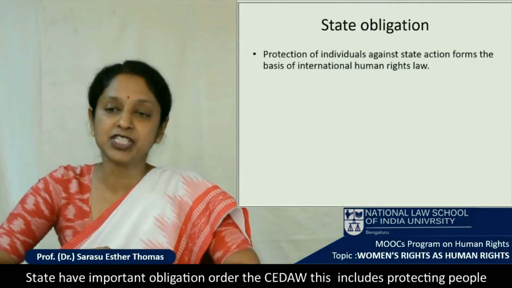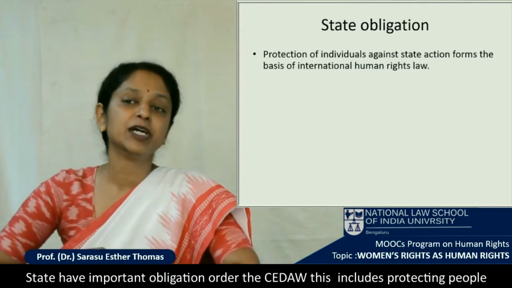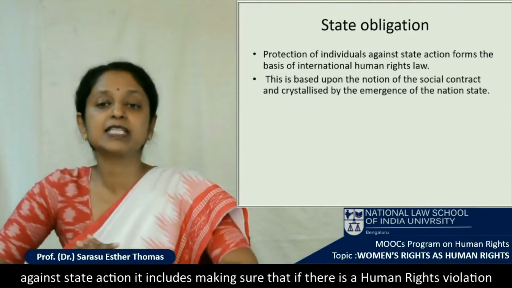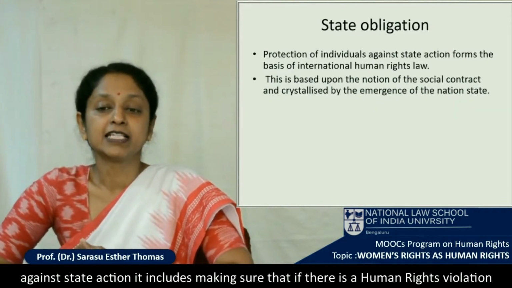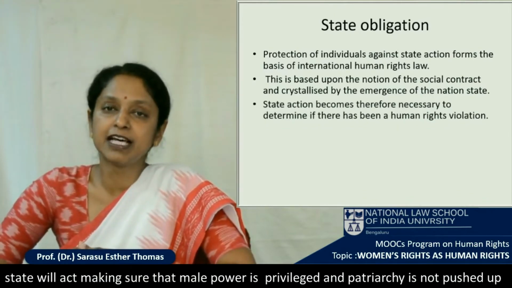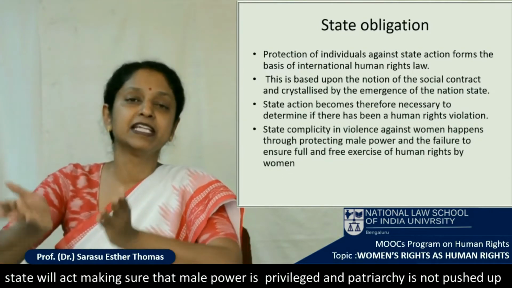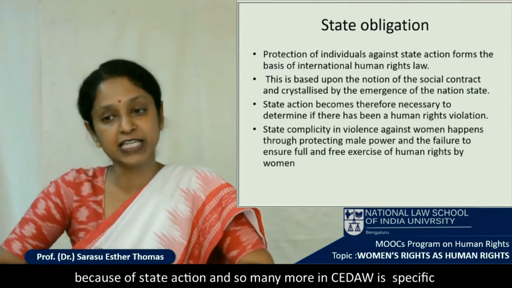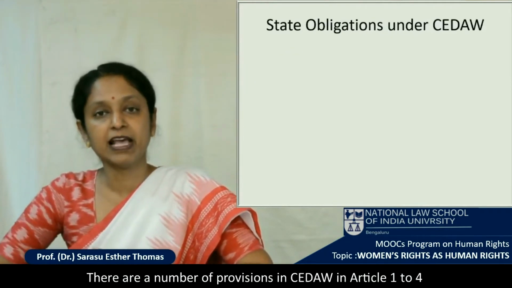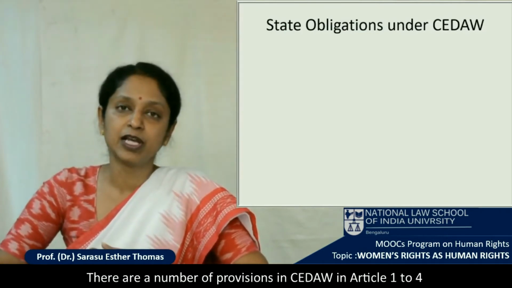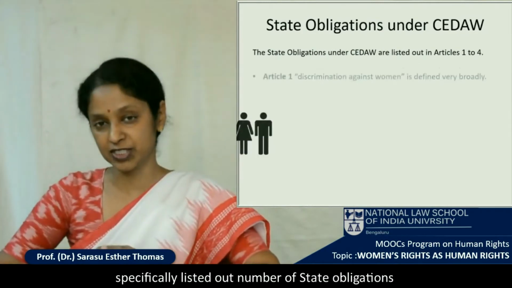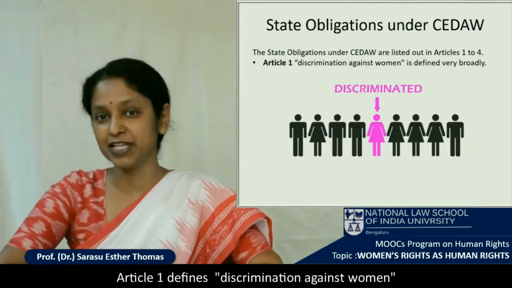States have important obligations under the CEDAW. They include protecting people against state actions. It includes making sure that if there is a human rights violation, the state will act by making sure that male power is not privileged and patriarchy is not pushed up because of state action, and so many more which CEDAW is very specific on. There are a number of provisions in CEDAW, and Articles 1 to 4 specifically list out a number of state obligations. Article 1 defines discrimination against women.